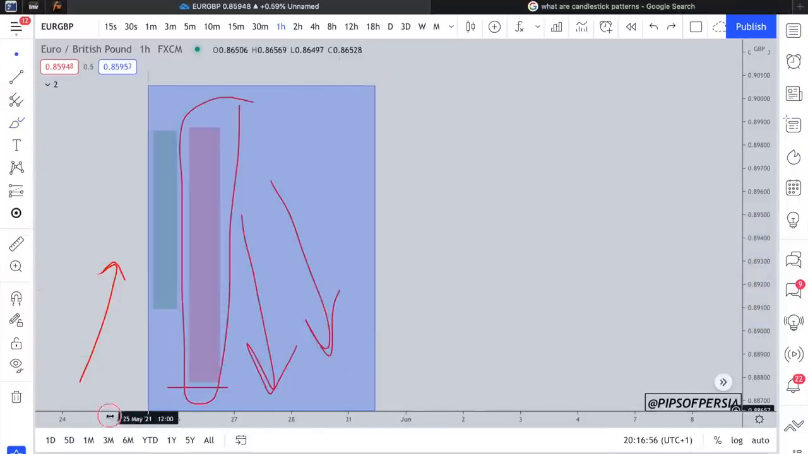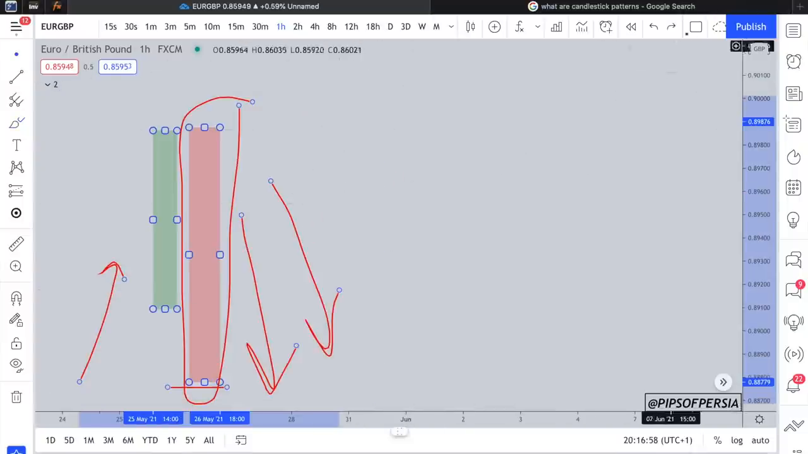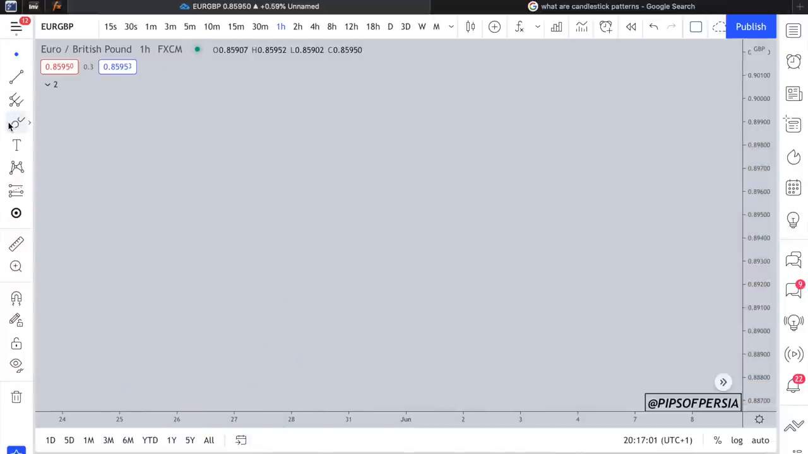Now, following this, you have the gravestone and dragonfly doji. They're quite easy to see, quite easy to spot as well. The gravestone doji gets formed at the top of the range. Like any doji candle, it doesn't really have a body. So the open and the close price of that candle is more or less at the same place.